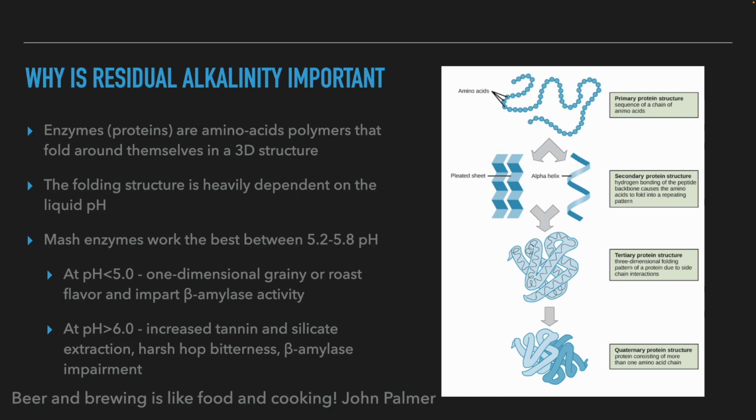But don't worry, as John Palmer says, beer and brewing is like food and cooking. This means that the same way a cook that wants to make pasta doesn't think about the pH of the water that they have at the tap. They just add salt. A brewer can use brewing salts to correct the pH of the brewing water and the mash to be within the required range.